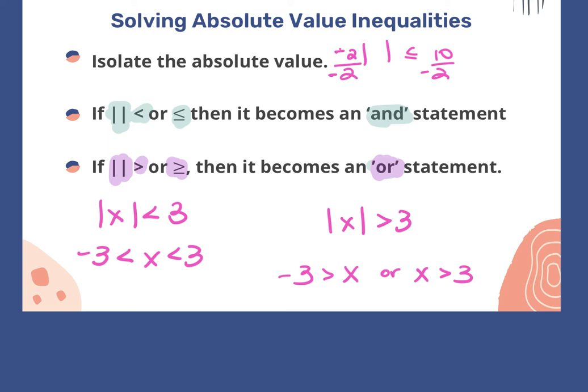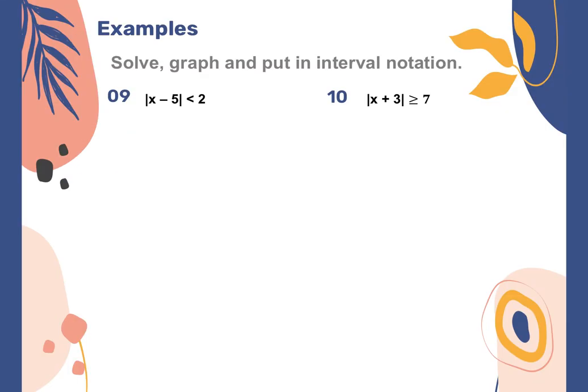The and is going to be shaded in between, where the or is going to point out like oars on a boat. If you think about riding a canoe and you've got oars, they go outside. That's what your graph is going to look like. So again, you have to isolate the absolute value first, and then you get to determine if it's and or or.